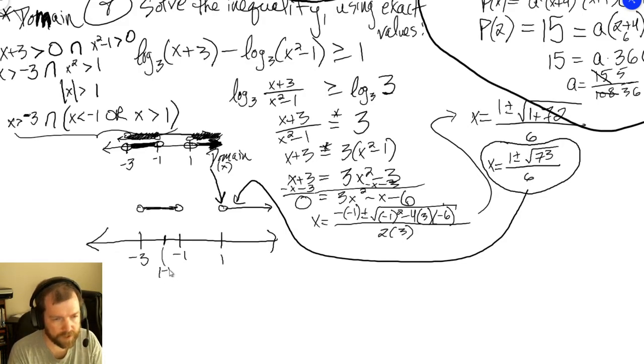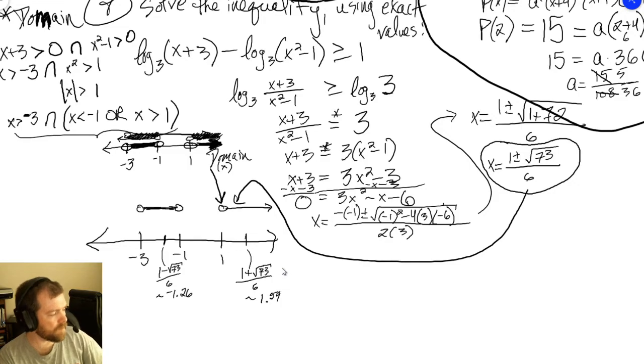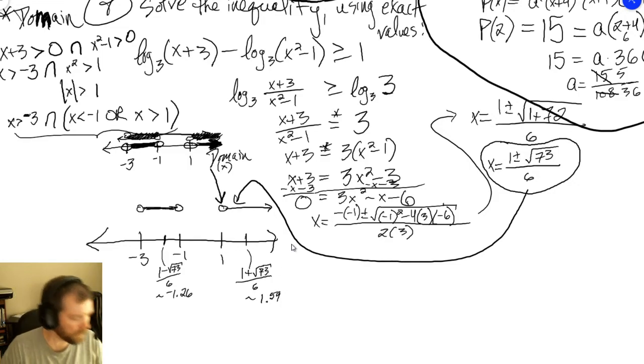This is 1 minus root 73 over 6, which is about negative 1.26. And the positive version, 1 plus the square root of 73, all divided by 6, is about 1.59. All right, these are all approximations. So we're going to get something.